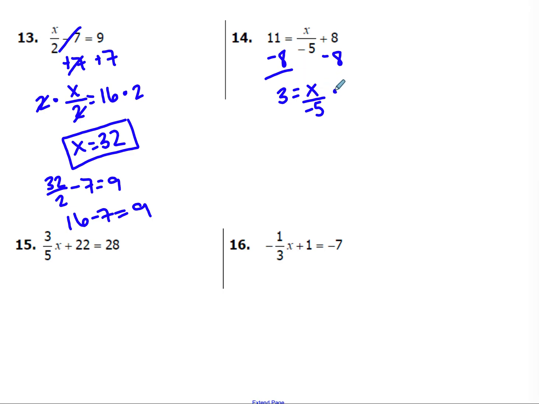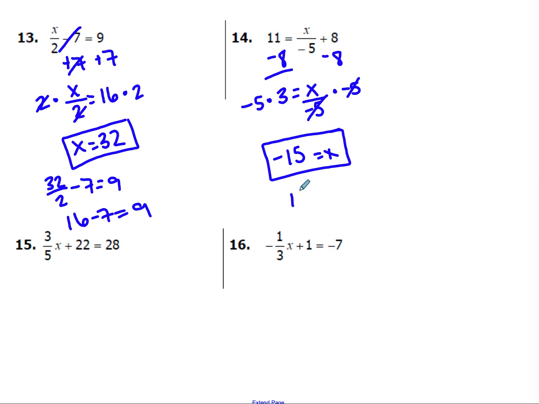I'm going to cancel out the division with multiplication, so I'm multiplying by negative 5 on both sides. Negative 5 divided by negative 5 is positive 1x. Negative 5 times 3 is negative 15.